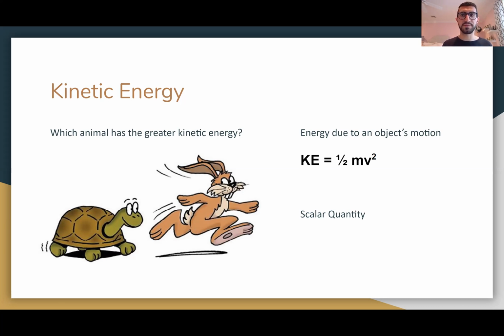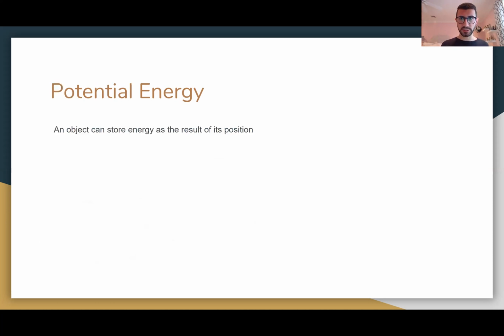So even if you've defined something in terms of your coordinate system, you will still end up with a kinetic energy that is greater than 0. So kinetic energy is either 0 or greater than 0. Well, what about potential energy?